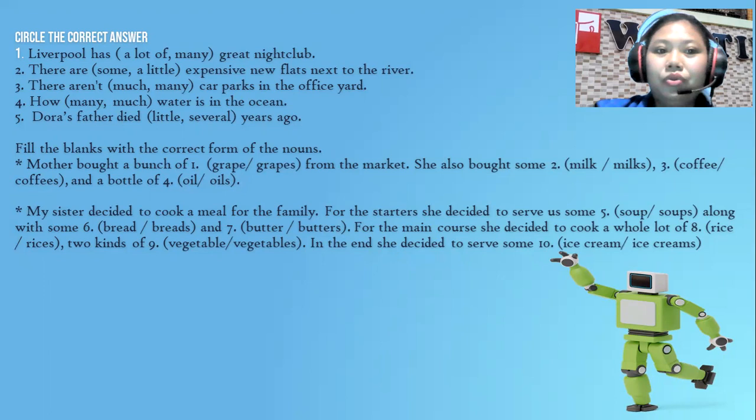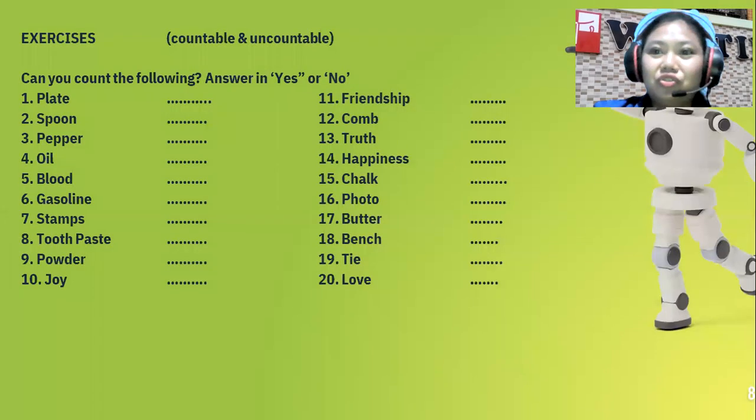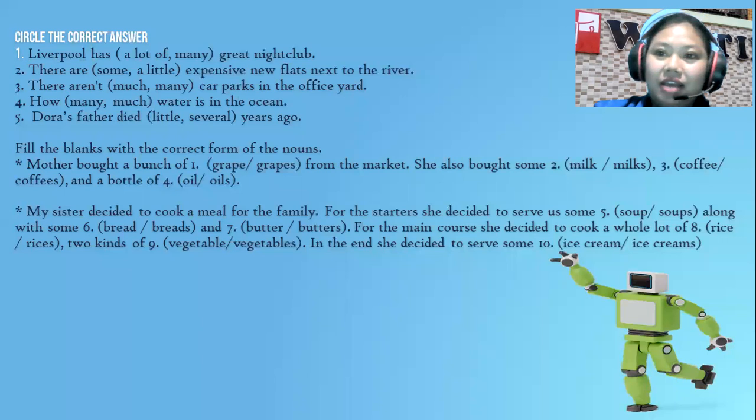Mother bought a bunch of grape or grapes, with S or without S. What do you think? Okay, try first. You try first to answer this one. You think about whether you can count it or not. Next, choose from the options, and then we will discuss together later during Zoom.